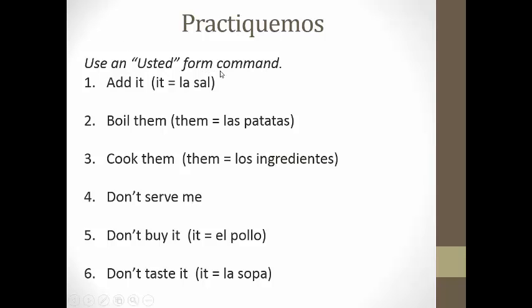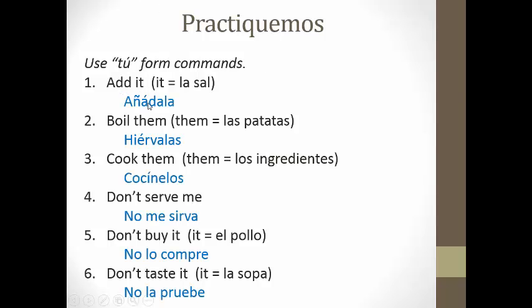Directions: use an usted form command here. All right, it's telling me to add it. The it I'm talking about is la sal. First, añadir is to add. When you put añadir in an usted form command, you get añada. And then what am I going to do with la? It's an affirmative command, so I attach it. Añádala. Don't forget to go back and accent. Where would that accent go? Third vowel from the end. Okay, pause me. Please work on numbers 2 through 6, and then we'll go over your answers.